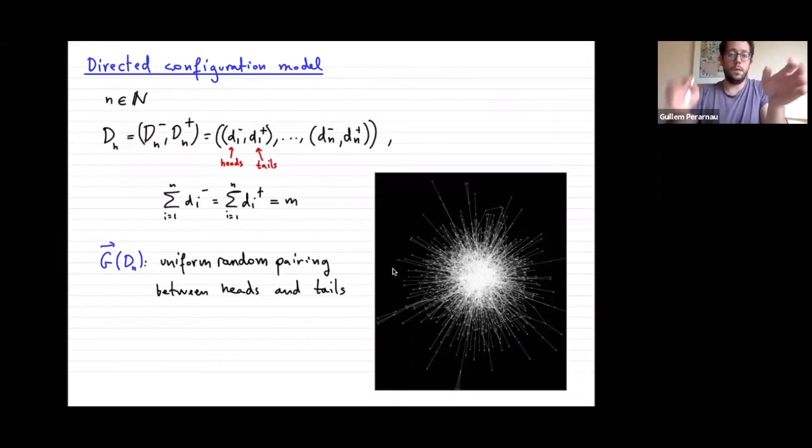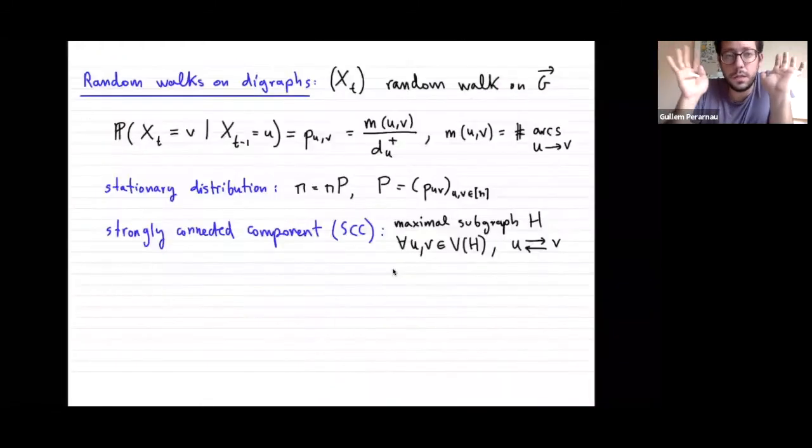So this is going to be our model. We have this random object, and we want to perform random walks on it. Let me just introduce a couple of basic things about random walks. Now let's think about random walks on a given digraph. I have a given digraph, and the random walk I want to study is going to be the following.